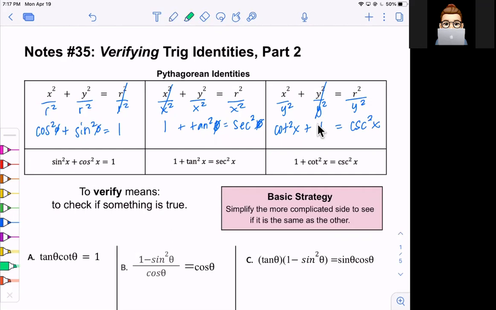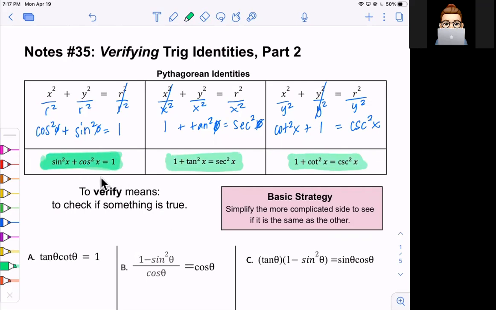So these are the major ones to remember and recognize. I would say the most important one is that first one, sine squared plus cosine squared equaling 1. That comes up the most often. So if there's one that you're going to commit to memory, I would definitely do this one here.